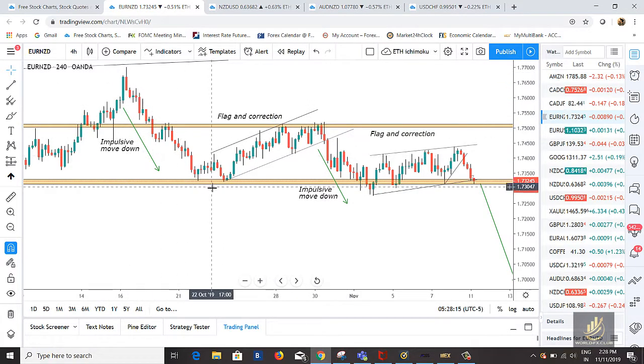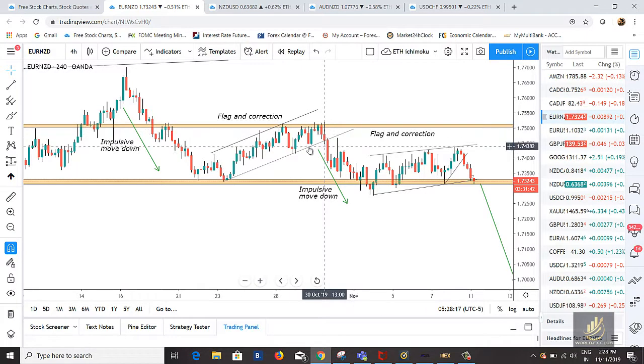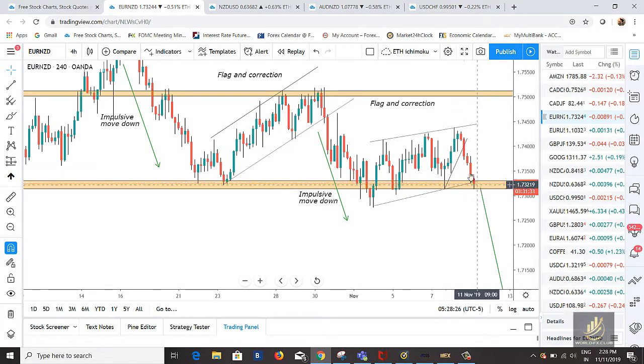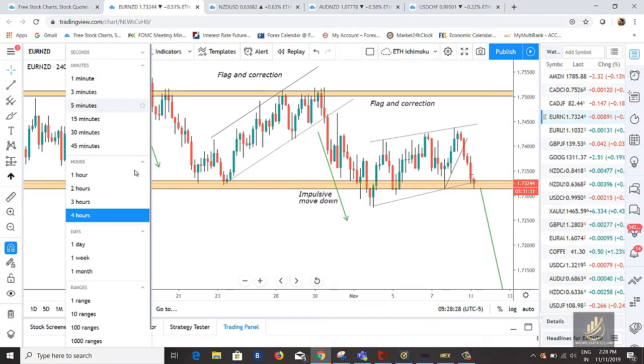So price went down, then we see some correction, then we see a break of trend line, and then price again went down, then we see another correction here, then we see another break here. Now price is consolidating. So if you want to open a trade, you have to look at a smaller picture.